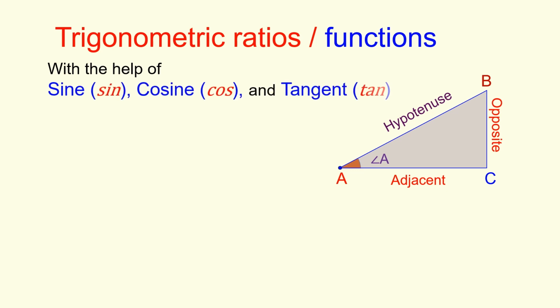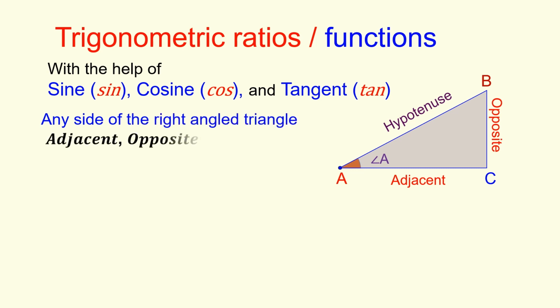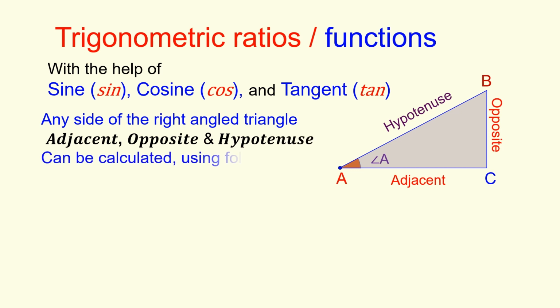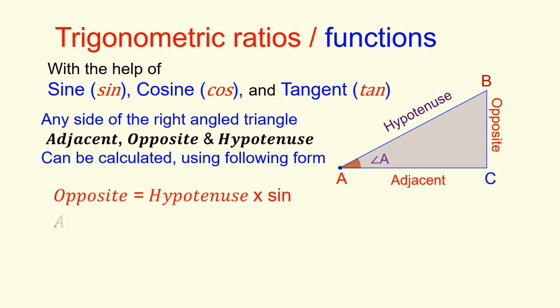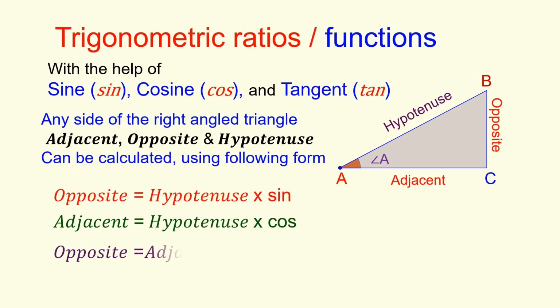With the help of sine, cosine and tangent, any side of the right-angled triangle, adjacent, opposite and hypotenuse can be calculated using following form. Opposite equals hypotenuse times sine. Adjacent equals hypotenuse times cos. Opposite equals adjacent times tan.